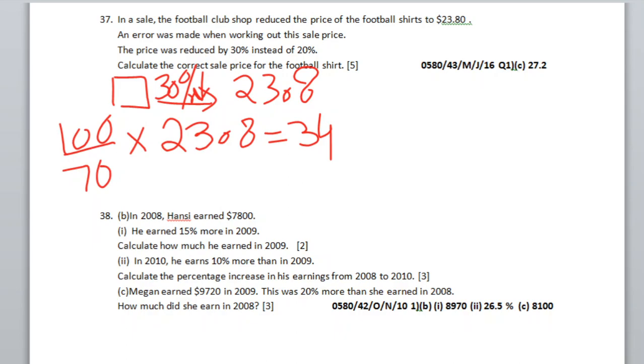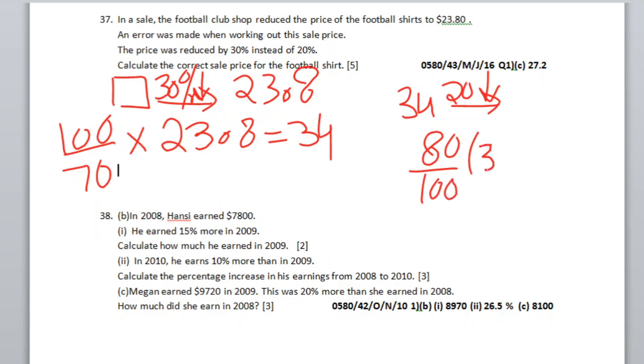It has to be reduced by 20%. So reduce 34 by 20%. Simply find 80% of 34, which will give us 27.2.